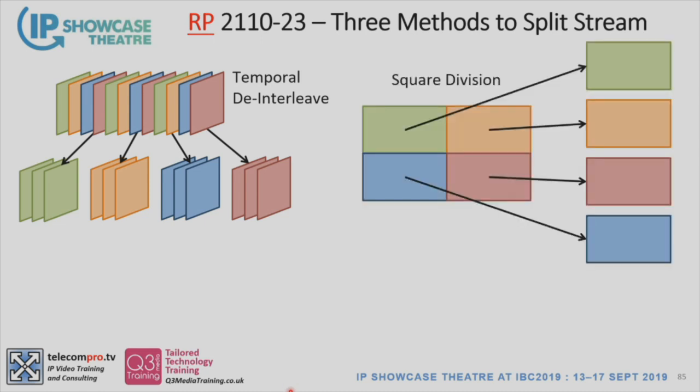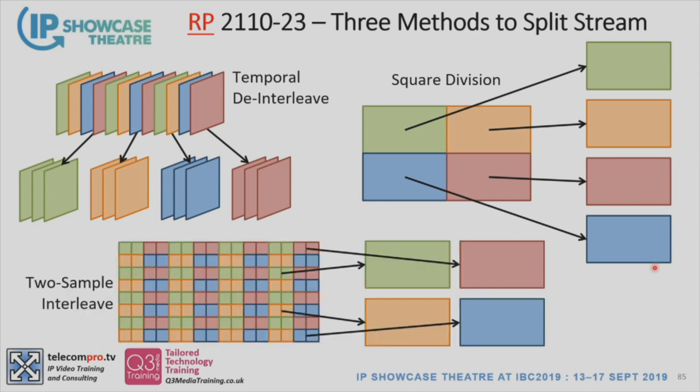The second method, which is deprecated and may not end up in the final version of RP 2110-23, is square division, where we take our image and divide it into 4 sub-images. That's kind of hard to get the sub-images to be ST2110 compliant. We do 2 sample interleave. What we do is we take groups of 2 pixels and sort them into 4 different pictures. That's very handy because it allows us to have each one of the sub-images look very much like the original high-resolution image. And again, those 4 images can be spliced together and made into the full high-resolution signal we saw before.